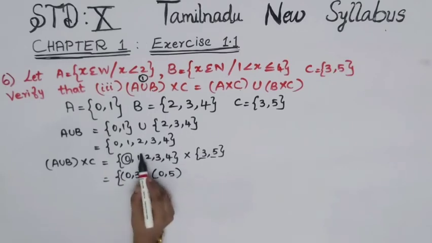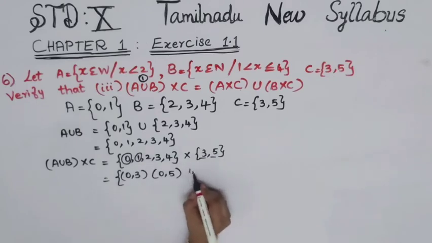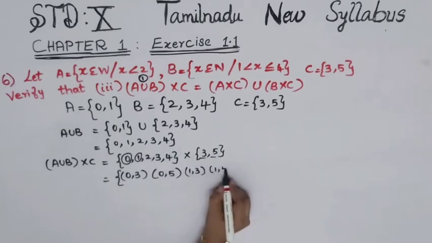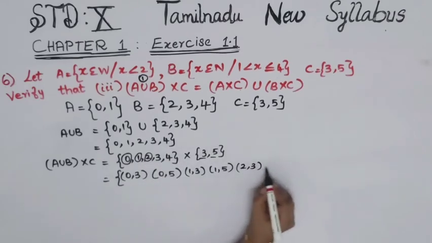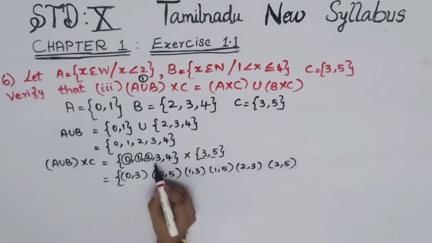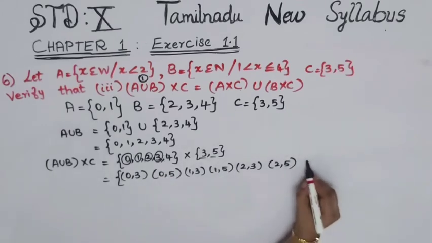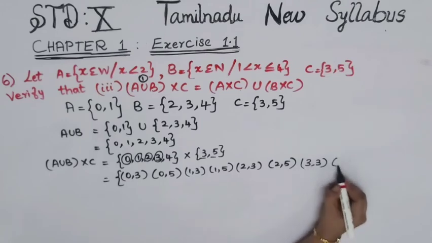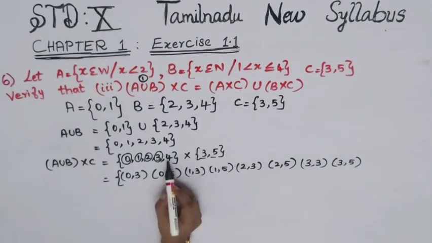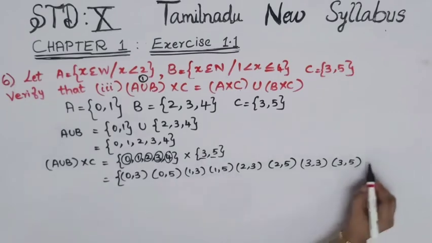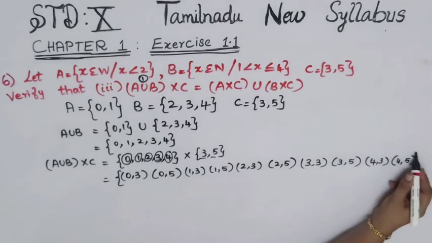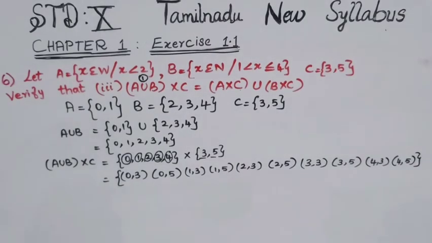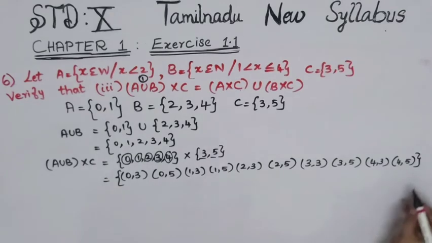Now your second element, that is 1, has to be joined with these two elements. So (1, 3), then (1, 5). Next your third element, that is 2. So (2, 3), (2, 5). Now your fourth element, that is 3. So (3, 3), (3, 5). Your fifth element 4 has to be joined with these two elements. So (4, 3), (4, 5). So we have completed all the elements. So close your set bracket. That is your A union B cross C. We'll mark that as the first equation.